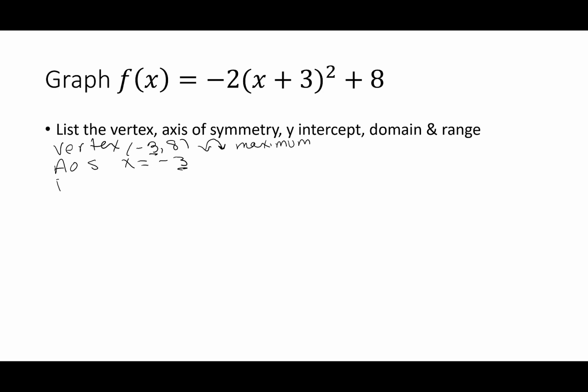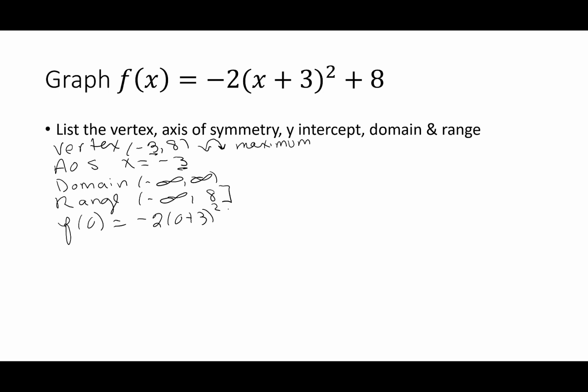Let's talk about domain and range. The domain is negative infinity to infinity. And then the range, the maximum it's going to be is positive 8. So I want to say negative infinity until 8 and then a square bracket. I wrote find the y-intercept, but in actuality, I want to find all intercepts. So let's do f of 0 is negative 2 times 0 plus 3 squared plus 8. So this is negative 2 times 3 squared, which is 9, plus 8. So I have negative 18 plus 8, which is negative 10.